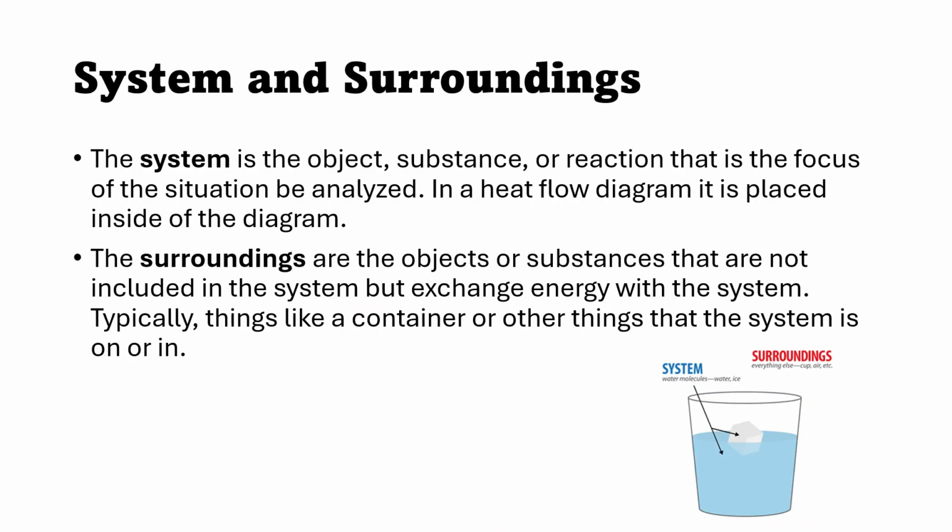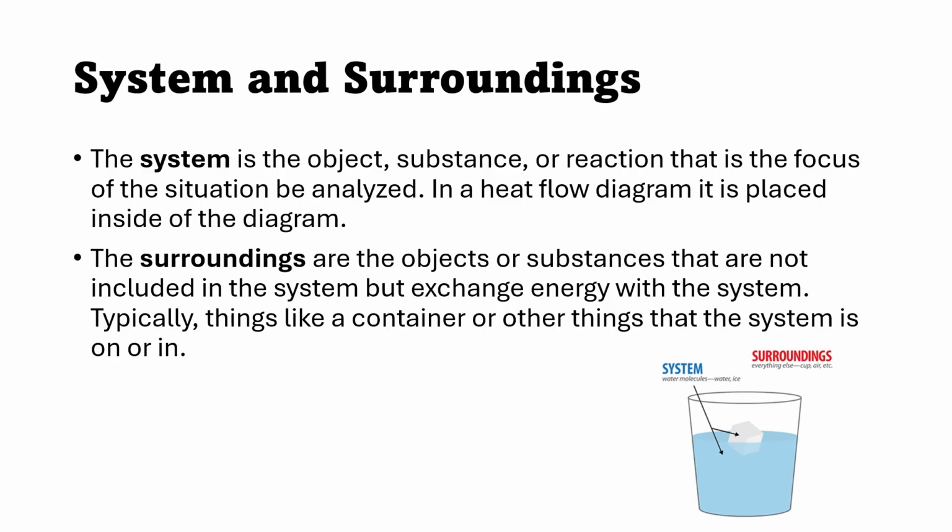So one thing that we're going to have to do is be able to identify the system and surroundings. When we're looking at a scenario, the system is the object, substance, or reaction that is the focus of the scenario or situation being analyzed. In a heat flow diagram, it is placed inside of the diagram. So if we're going to have like a circle, your system is going to be inside the circle.